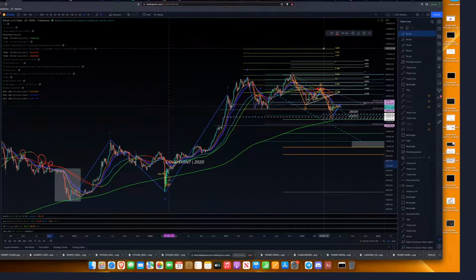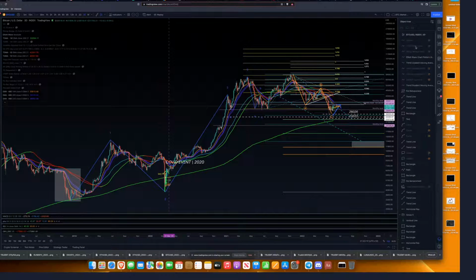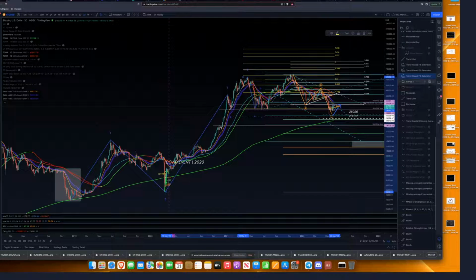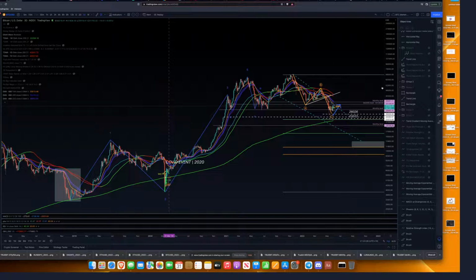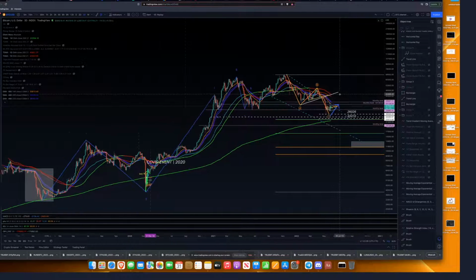Okay, so let me just get rid of this yellow Fibonacci. Let me get rid of these Fibonacci so you can have a better look. As we're getting closer, I think it's just too much noise there. And let's see, where are we? That one there. Okay, bit of a cleanup.